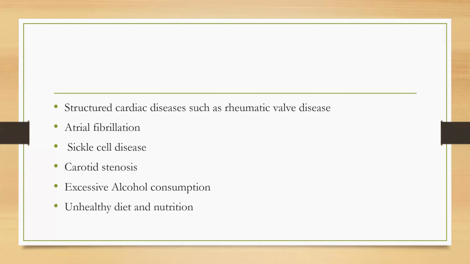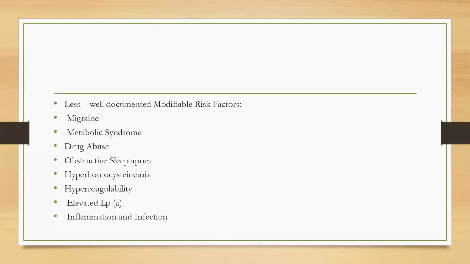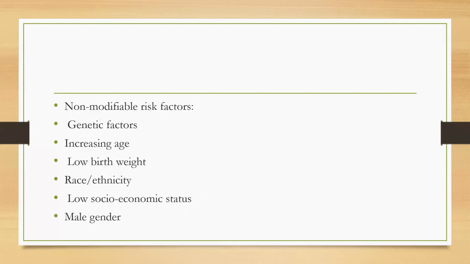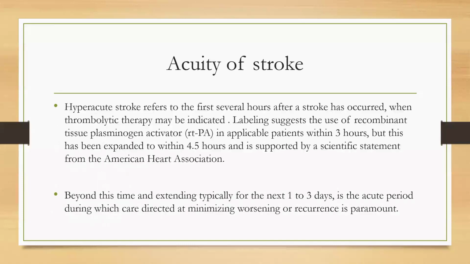and poor nutrition. The less well documented modifiable risk factors are migraine, metabolic syndrome, drug abuse, obstructive sleep apnea, hyperhomocysteinemia, hypercoagulability, elevated lipoprotein, inflammation, and infection. Non-modifiable risk factors are genetic factors, increased age, low birth weight, race, low socioeconomic status, and male gender.